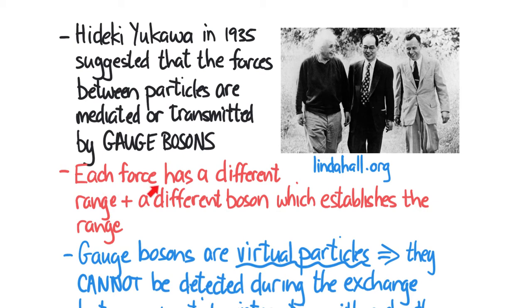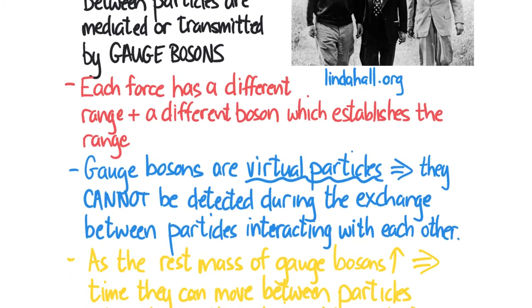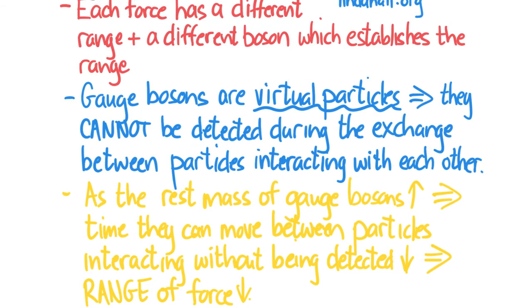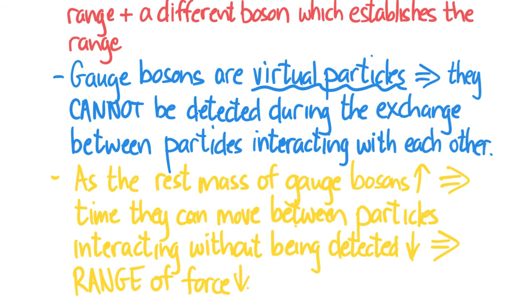And he said that each force has a different range and a different boson which establishes the range. So this was an amazing hypothesis. So the gauge bosons are also virtual particles. That implies that they cannot be detected during the exchange between the particles interacting with each other.